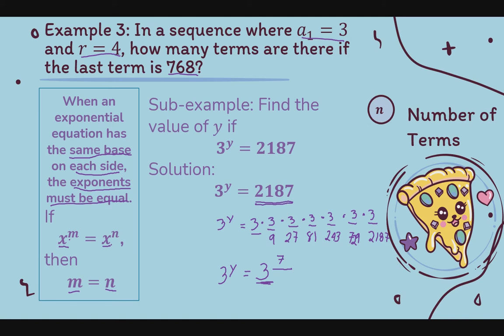Therefore, dahil pareho na sila ng base, ibig sabihin, ang value ng y, pwede na natin ibaba yung y tsaka yung 7, maging y is equal to 7. Okay. So, yan ang value ng ating y from this sub-example. Ngayon, balik tayo dun sa ating main topic.